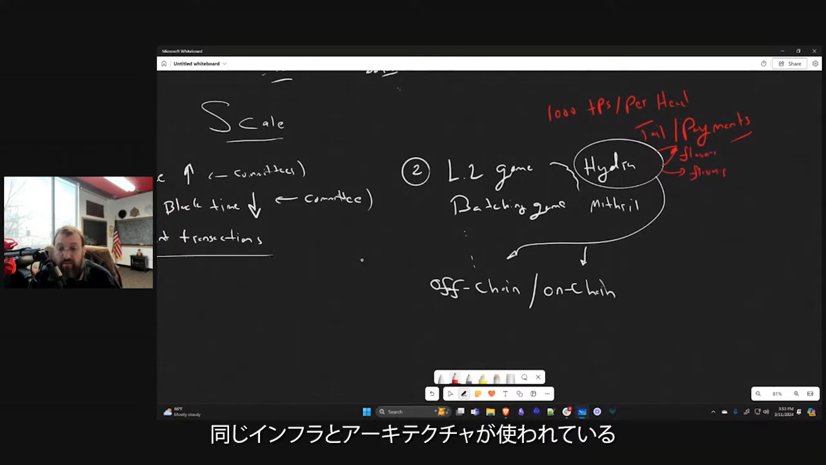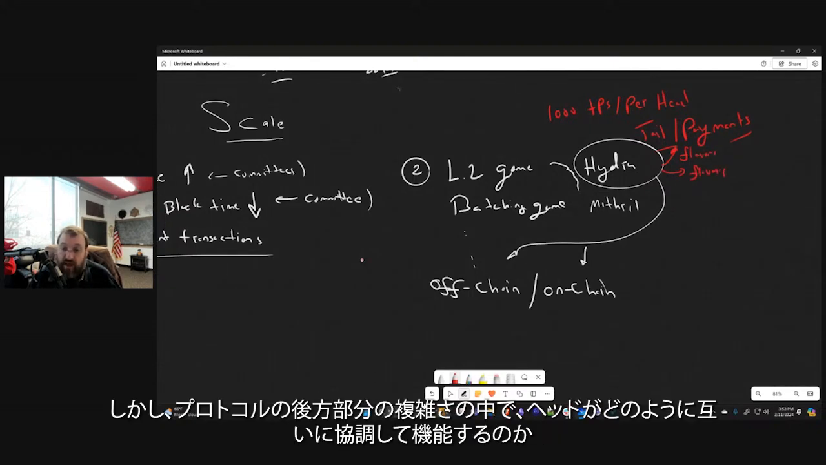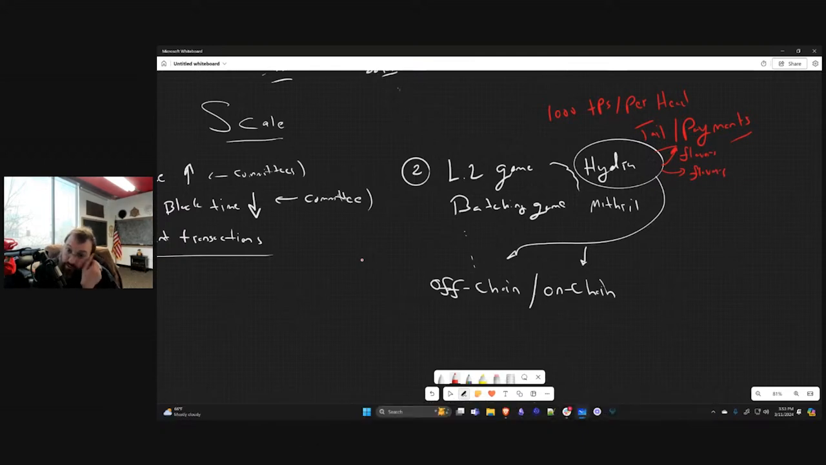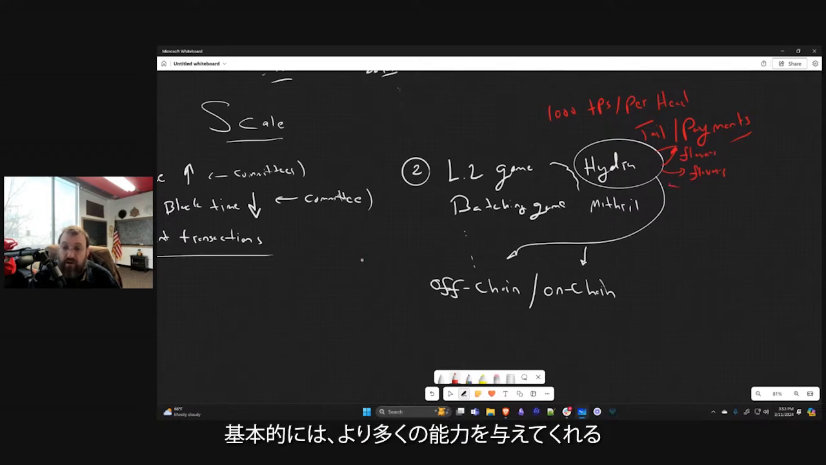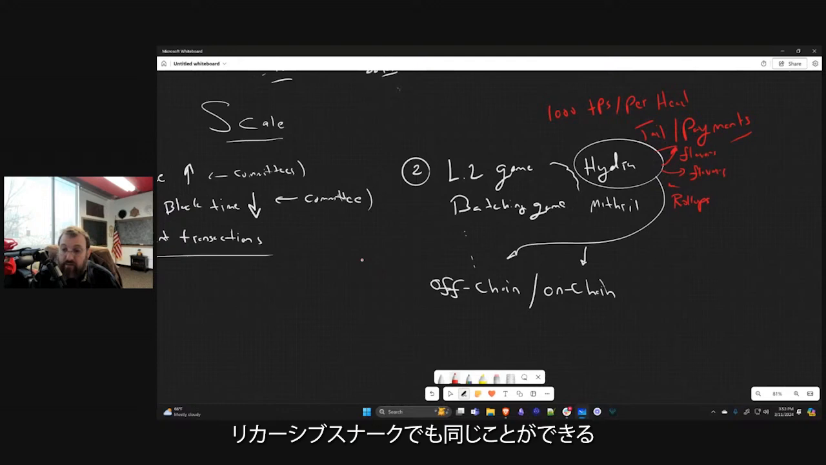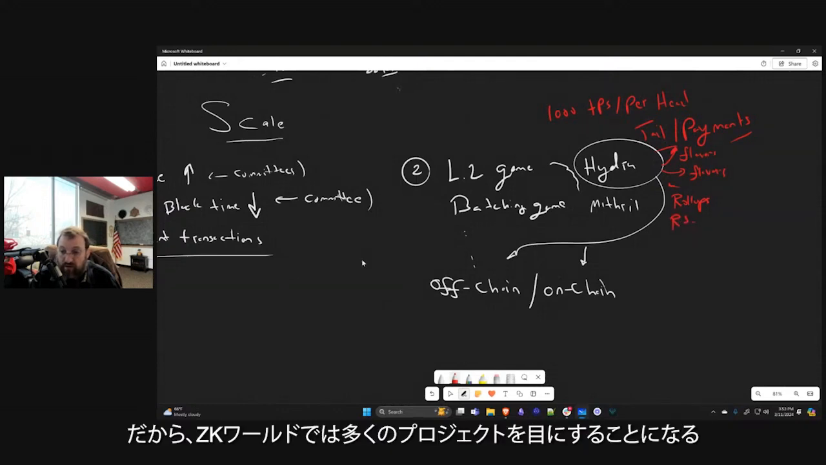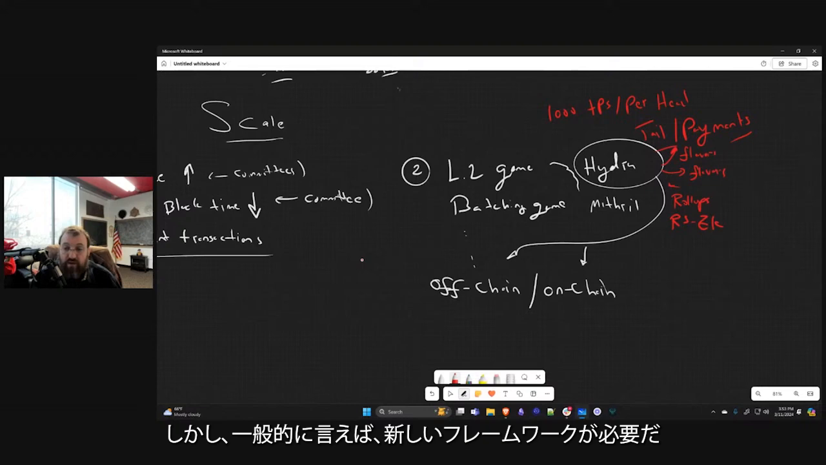And the same infrastructure and architecture is used, but how the heads work, coordinate with each other, and the complexity of the back parts of the protocol, as well as the primitives that those protocols use, they basically give you more capabilities. The same could be accomplished in rollups. Same could be accomplished in recursive snarks, so the ZK world, and you'll see a lot of projects going down that road. But generally speaking, these frameworks.